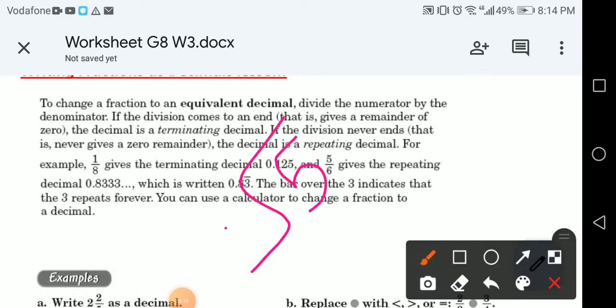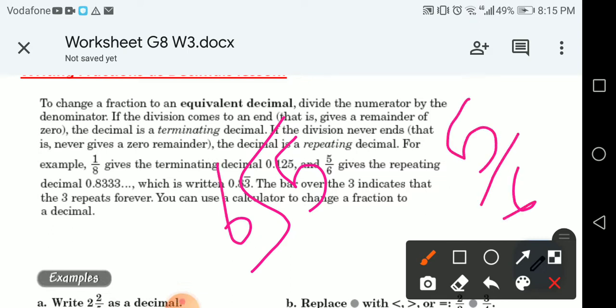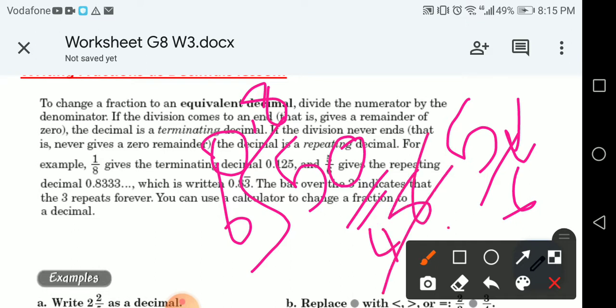5 divided by 6, which means 5/6. A fraction is called a division, of course. So 5 divided by 6 gives me what? It can't be, so I will write 0 point and add here the 0. 50 divided by 6 gives me what, guys? The nearest is 8. 8 times 6 gives me 48, so I got here 2.